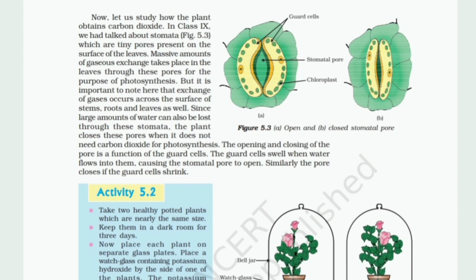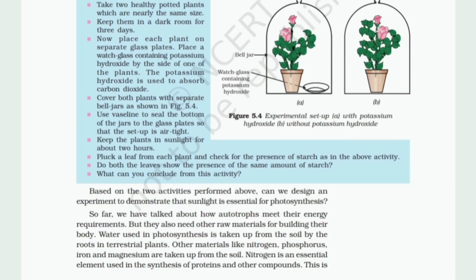Activity 5.2. Take 2 healthy potted plants which are nearly the same size. Keep them in a dark room for 3 days. Now place each plant on separate glass plates. Place a watch glass containing potassium hydroxide by the side of one of the plants. The potassium hydroxide is used to absorb carbon dioxide.